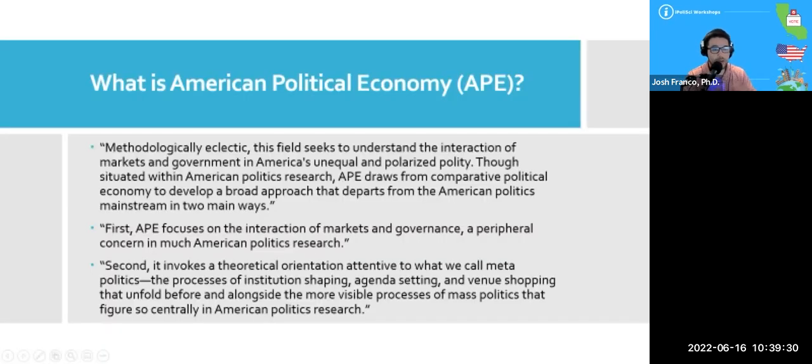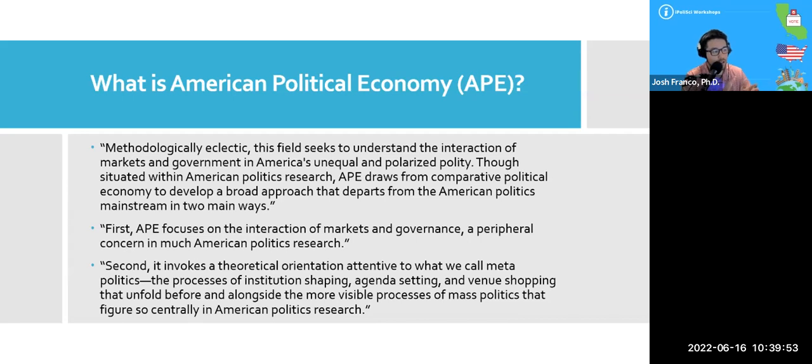So first question is, what is American political economy? Methodologically eclectic, this field seeks to understand the interaction of markets and government in America's unequal and polarized polity. Though situated within American politics research, APE draws from comparative political economy to develop a broad approach that departs from the American politics mainstream in 2 ways.